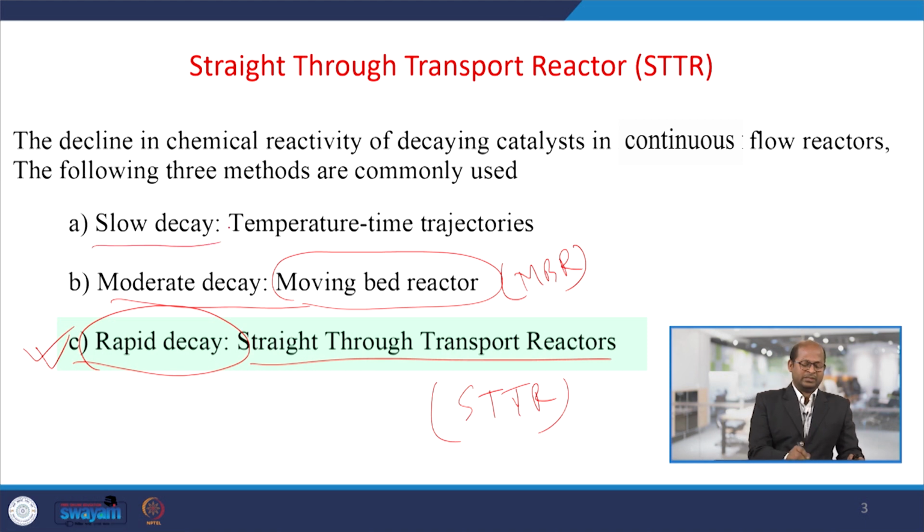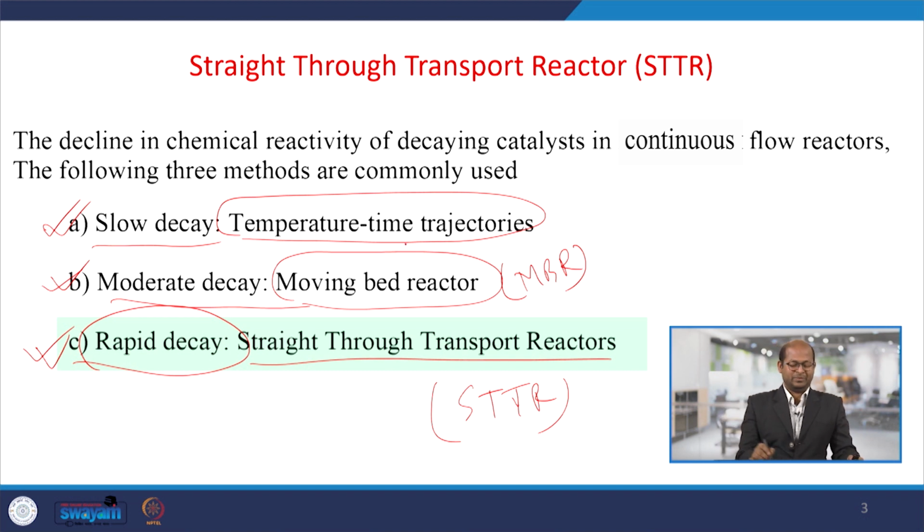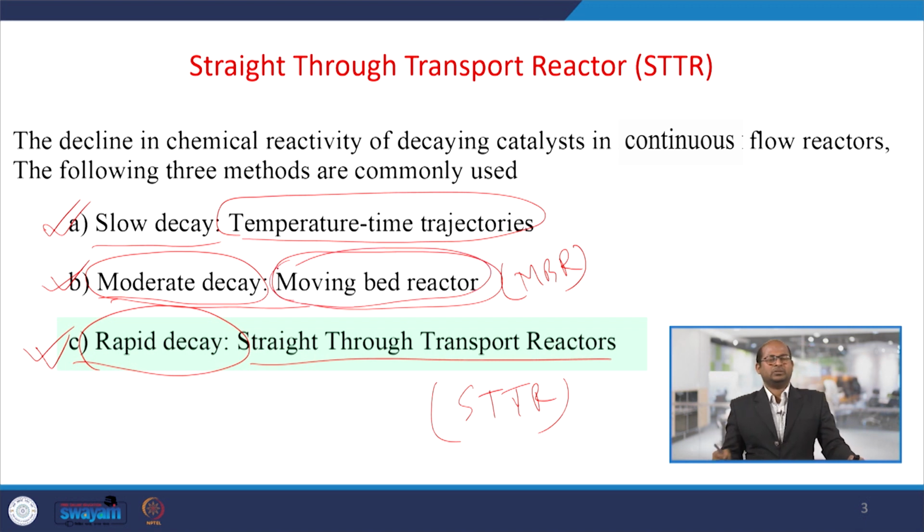When the catalyst is going to decay slowly, that we have discussed, and moderate decay, that also we have discussed. When the catalyst deactivates slowly, then we can use temperature time trajectories. When there is moderate decay, then we can choose a moving bed reactor to conduct that particular reaction, which would be much more suitable.